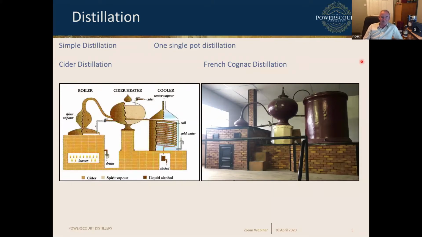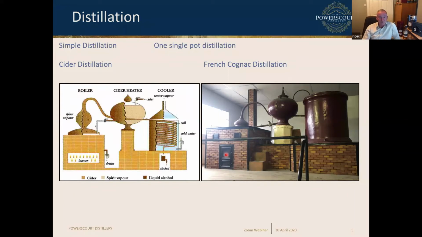tails, as it were. On the right hand side of the slide, you see a cognac still, very similar to the cider, and again you can see the kind of fire door on this one. This would have been a solid fired burner. So that's this very simple single pot still.